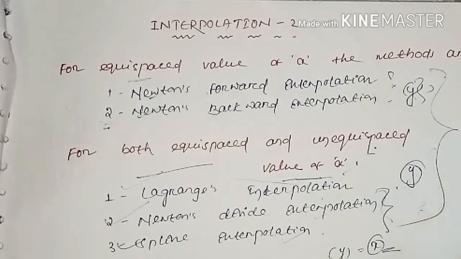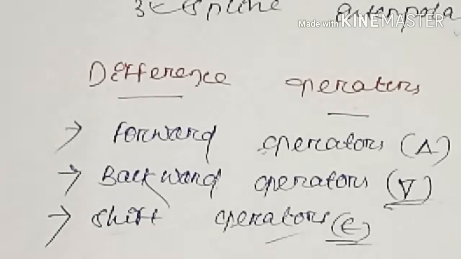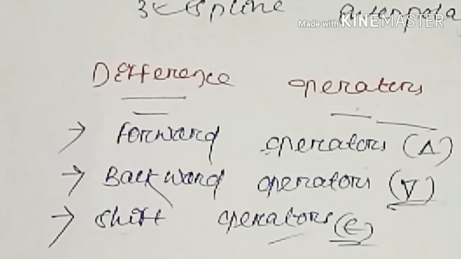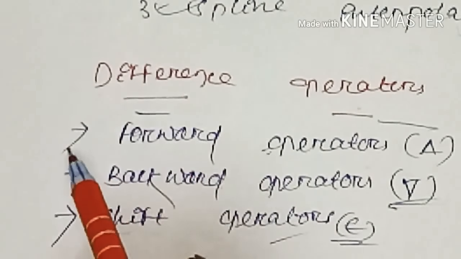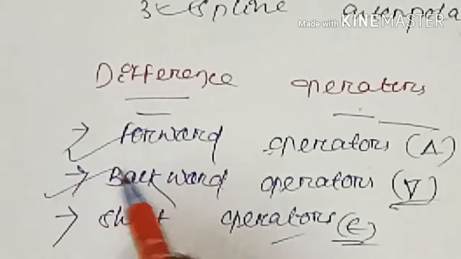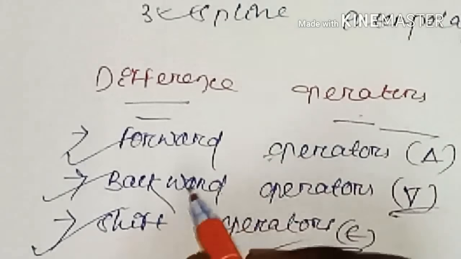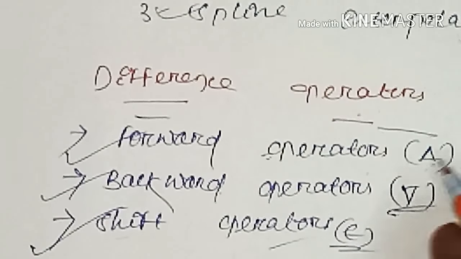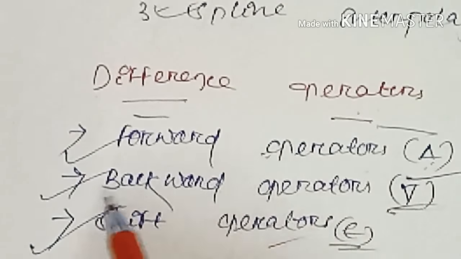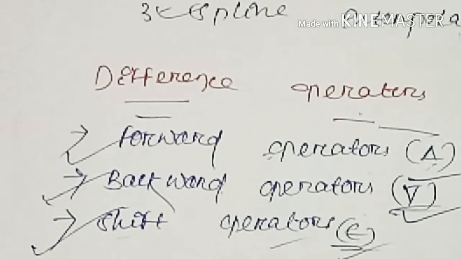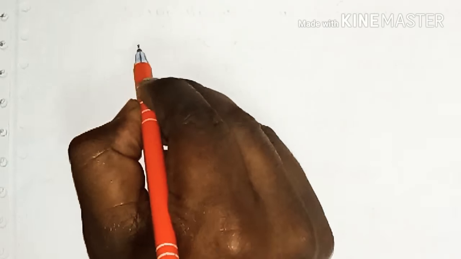First, we have to know some of the important operators which will be used in these methods, and the operators are known as difference operators. There are three types of difference operators. First one is forward operators, second one is backward operators, and third one is shift operators. We denote forward operators with the sign of delta, and the backward operators with the sign of del, and shift operators is usually E. So what is forward operators?